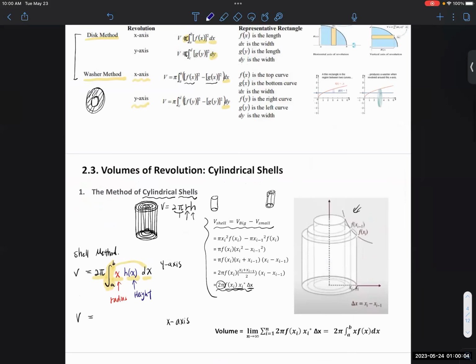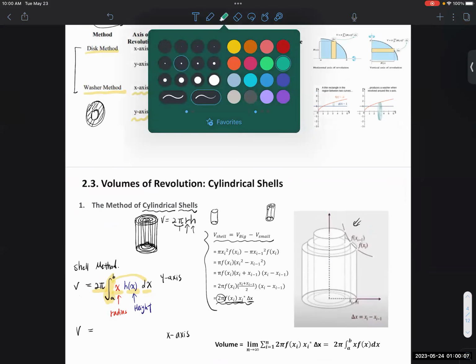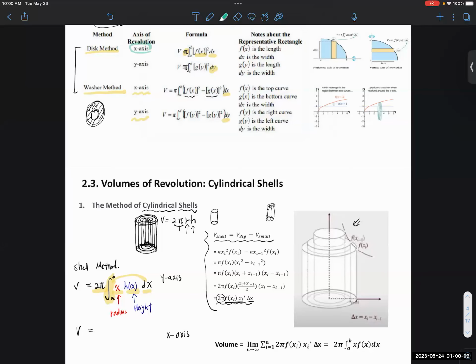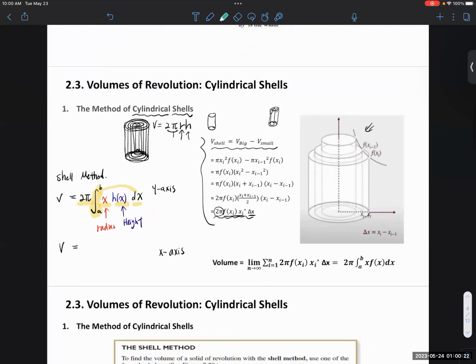So here is a different thing. For the disc and washer method, if you remember, the x-axis rotation and y-axis rotation for each rotation was really corresponding to the x and y variable, correct? If you rotated around x-axis, you took the integral with respect to x variable, but here is a different thing.